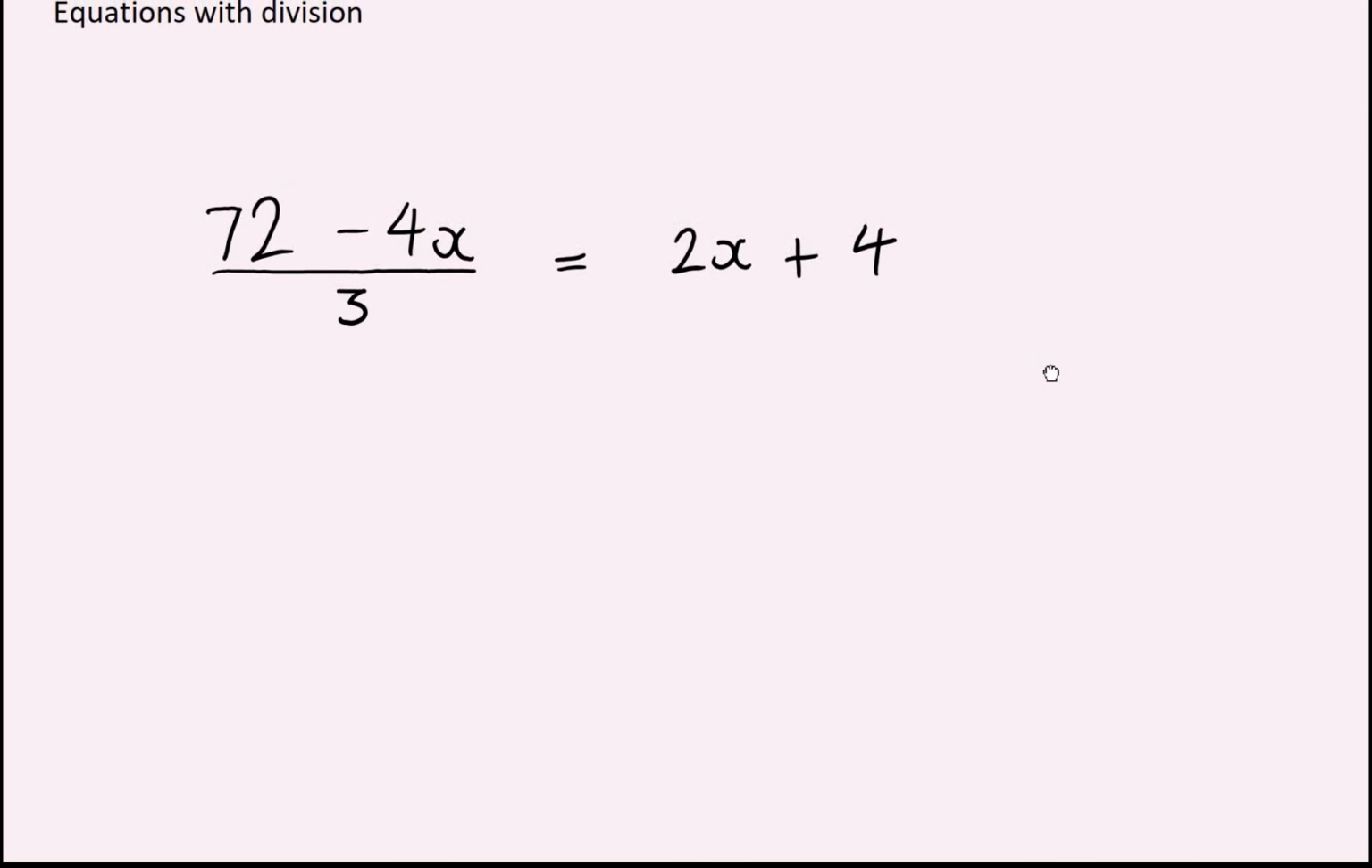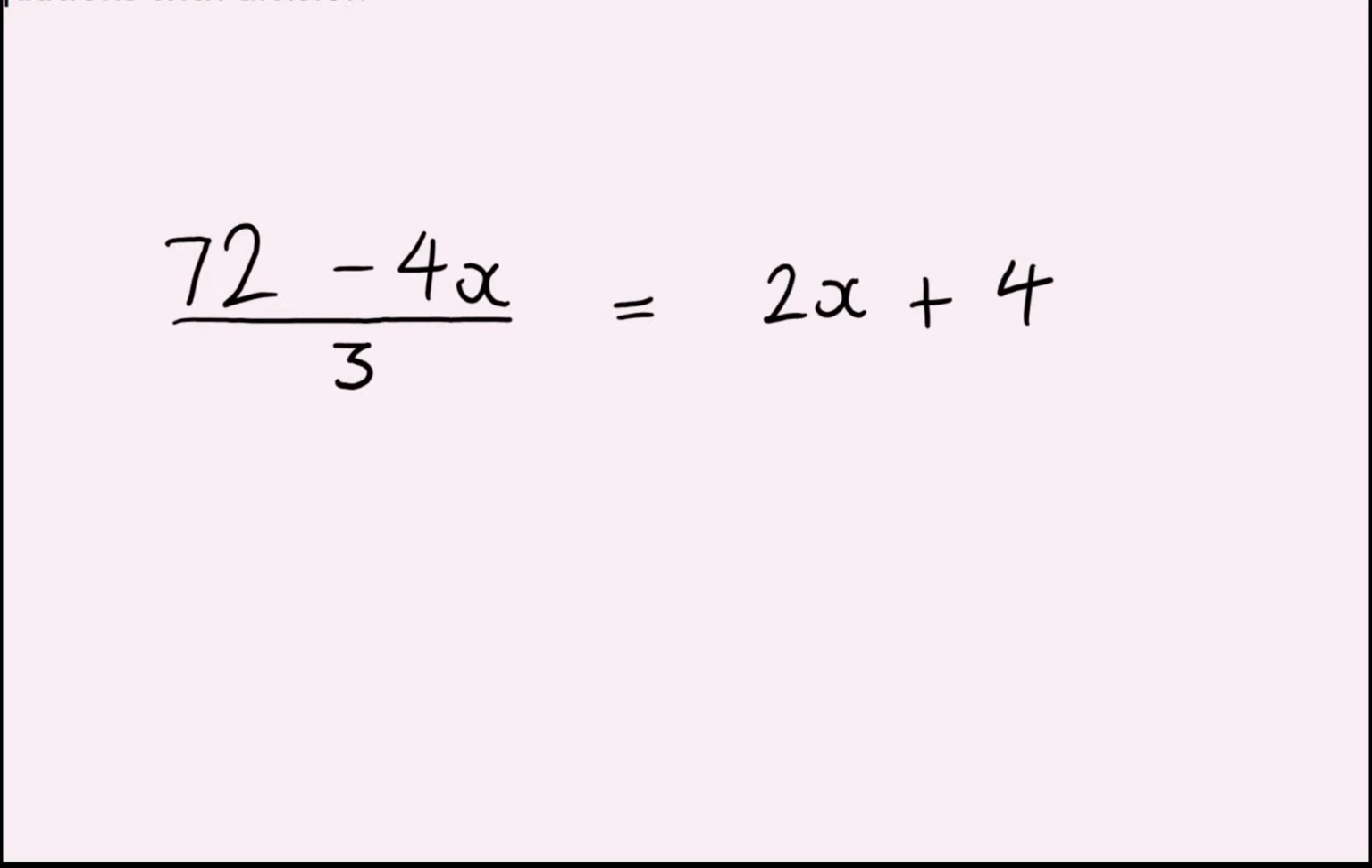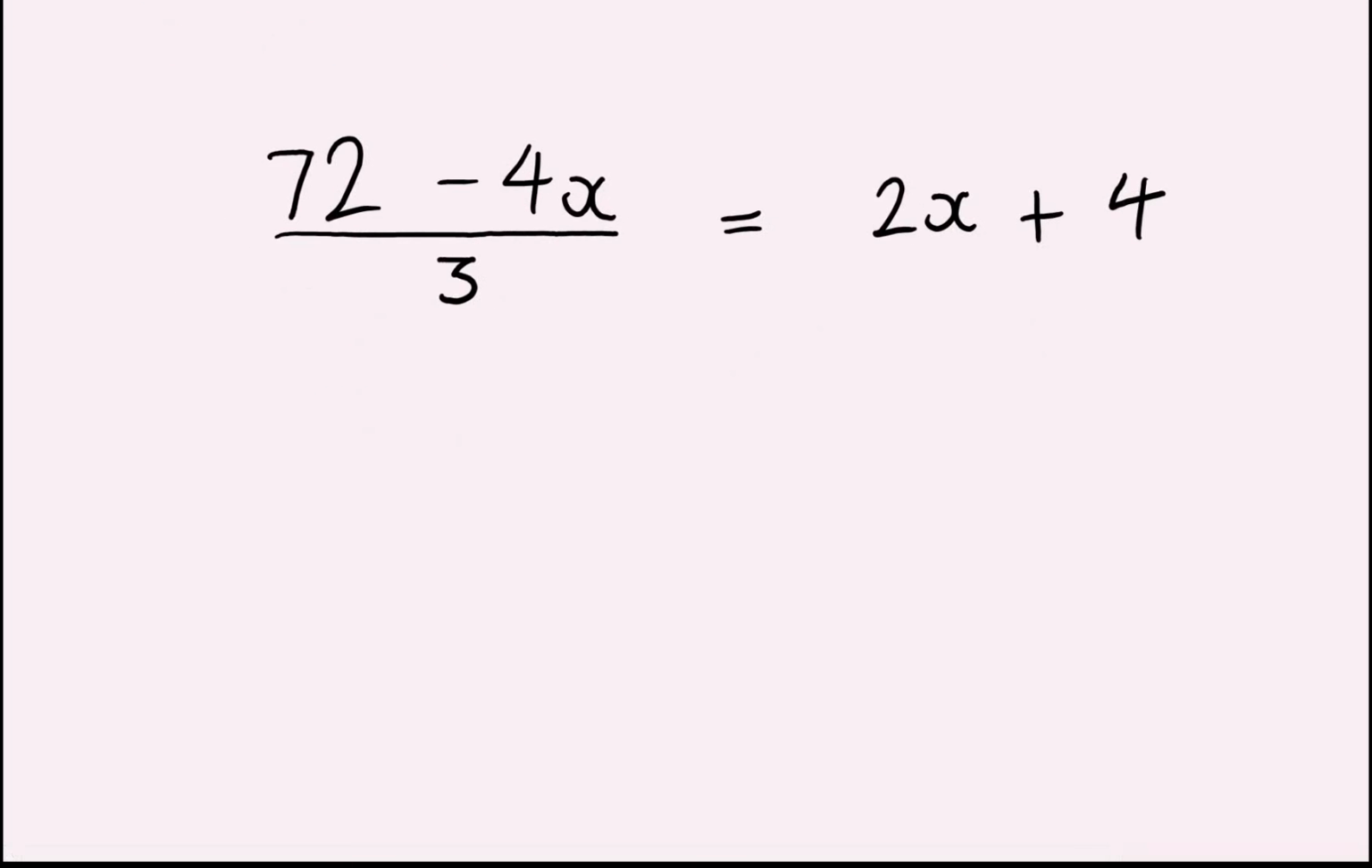Another one like that. Again, your first step is always the same. You always want to get rid of any division bits. So I have a big divide by 3 here, so I'm going to triple both sides. That makes this divide by 3 vanish. And if I triple each term here, 2x triples to 6x and 4 triples to 12.